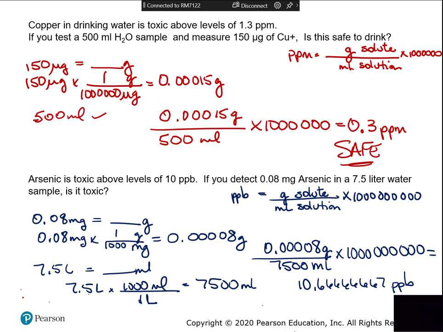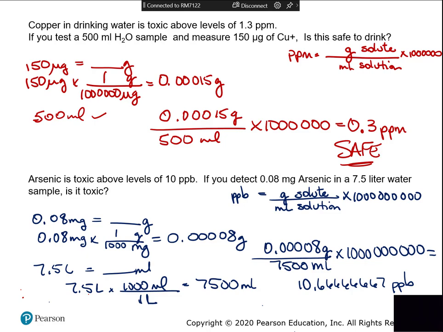Good. Okay, so the first one, I took 0.08 milligrams and converted it to grams. That ends up being 0.00008 grams. Then I had to take 7.5 liters and convert it to milliliters. So that ends up being 7,500 milliliters. So then I've got to divide those. So 0.00008 grams divided by 7,500 milliliters, and then multiply that answer times 1 billion. And I got 10.66666667 parts per billion.